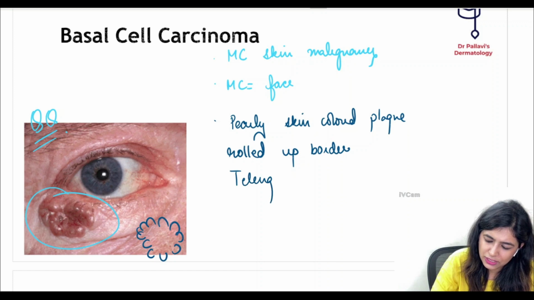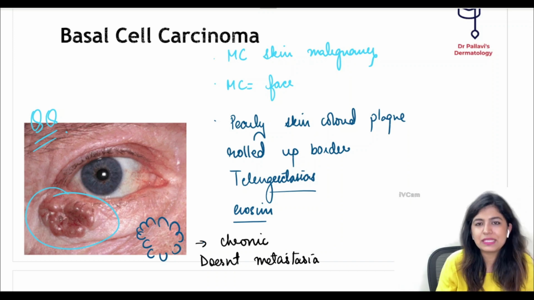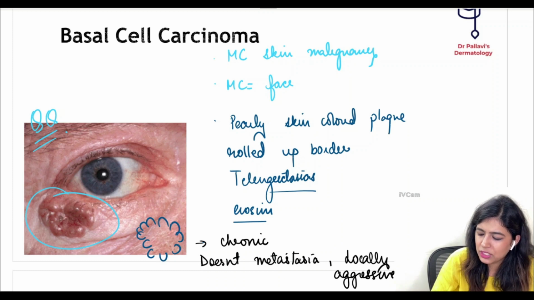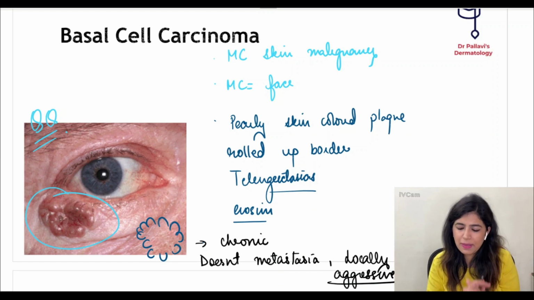Then it has telangiectasias, which are dilated capillaries, and it can have an erosion in the center, which can bleed. BCC is a chronic, slow-growing tumor which does not metastasize. So this is one malignancy which does not metastasize. It is, although locally aggressive, means it can eat up, invade the tissues surrounding it, but it will not spread to the entire body, which makes it a good prognosis malignancy.